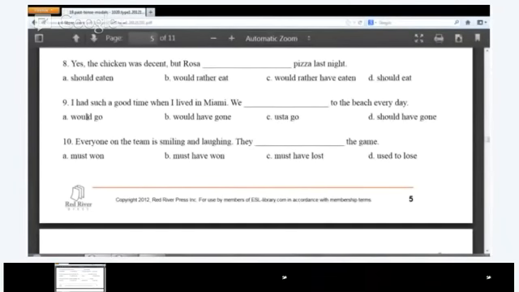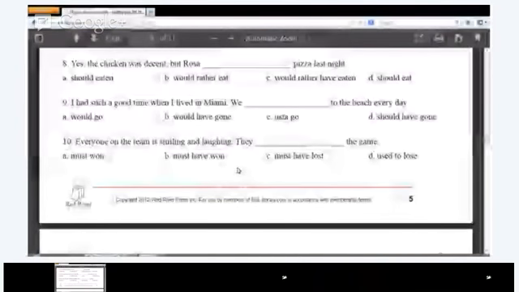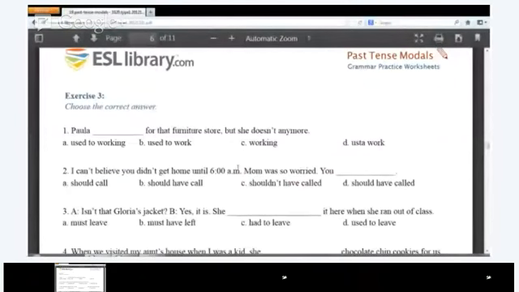Everyone on the team is smiling and laughing. They used to lose the game. All right, if they're smiling and laughing, they probably would not have lost. Because when you lose a game, that means you're sad. So we know C and D aren't the answers. Which one between A and B is the correct answer? They must have won. You go. Nice. They must have won the game. Excellent. Nice job. Okay, let's go to exercise 3.